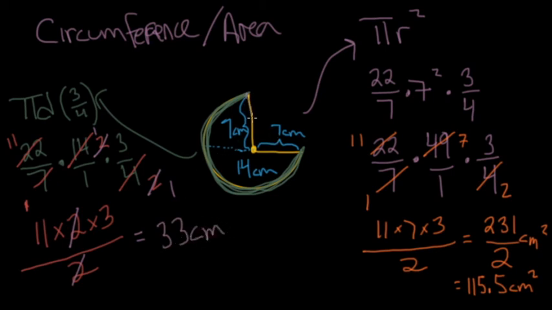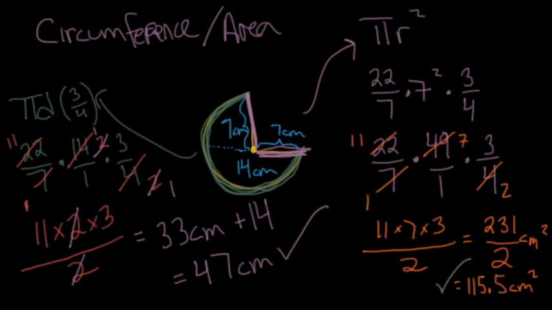I'm all done, right? But don't forget, you have this 7 and you have this 7, don't you? You need to go and add 14 more. So you're going to have to go and do that. So your final answer is actually going to be 47 centimeters. All right, so there's your circumference, and there is your area.